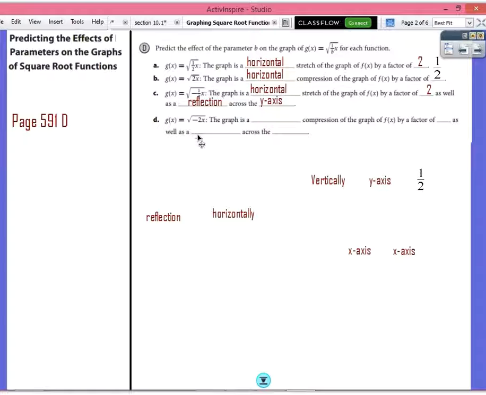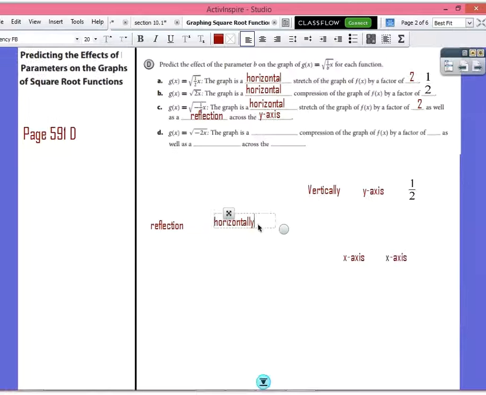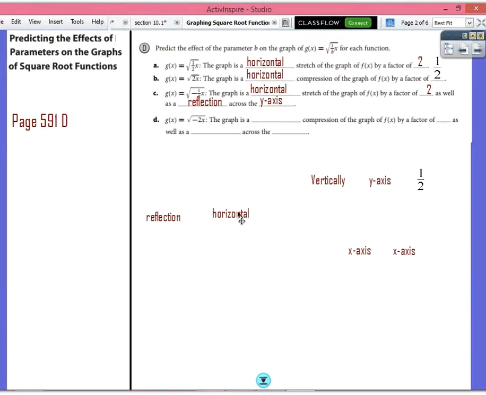All right, and the last one here, now we've got inside multiplication by a -2. So we're going to get a horizontal effect once again because it's an inside operation. This time, just like it was for B, when we had inside multiplication by 2, inside multiplication by -2 is still going to give us that same horizontal compression by a factor of 1/2. But because the 2 is negative, we also get the reflection across the y-axis.